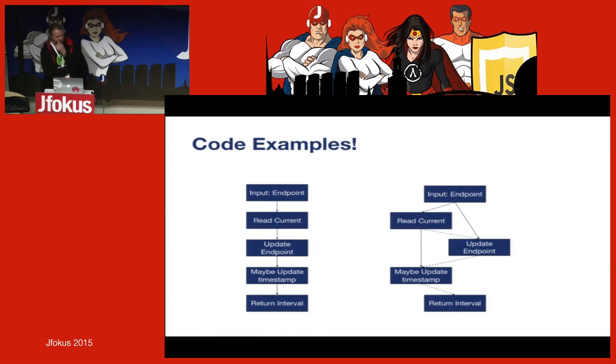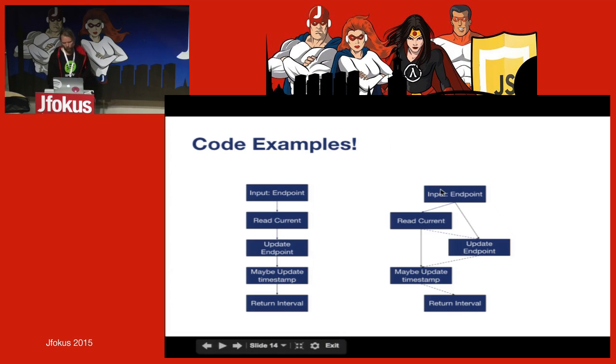If you look at the synchronous or sequential version, this is what that call graph looks like. You have an input, which is an endpoint. You read the current state for that endpoint. You update it to say that, OK, I know it was up now. And then maybe, depending on the previous result here, you might update the timestamp, and then return the interval.